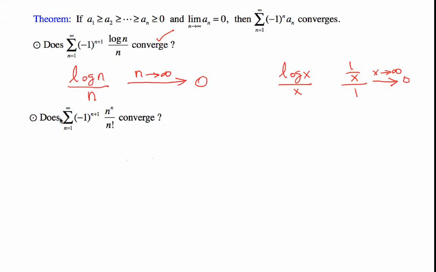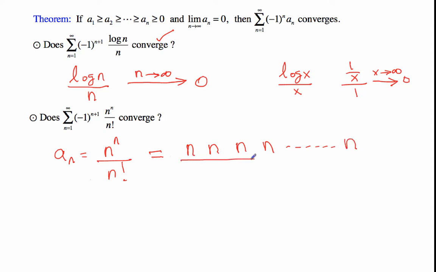Next, let's see what Leibniz theorem has to say about this series over here, where an is n to the n divided by n factorial. Of course, this is an alternating series. The signs are changing from positive to negative. But is this going to go to 0 or is this going to blow up? To decide that, let's write it in the following way. So n times n times n times n, and this will be written n times. Let's divide this by n factorial.